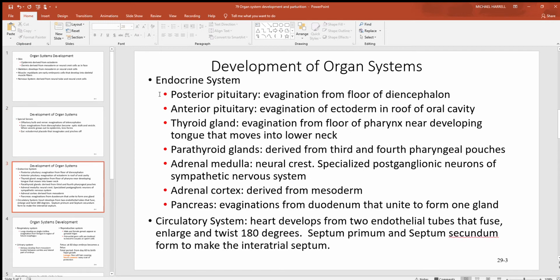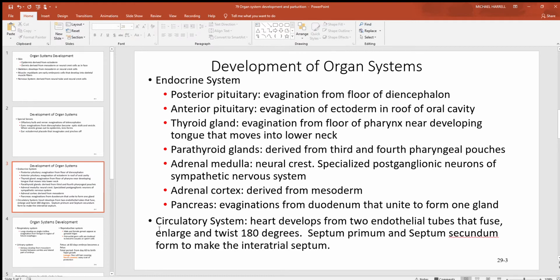Looking at others like the endocrine system, the posterior pituitary comes from the floor of the diencephalon, part of the embryonic brain. Anterior pituitary from epithelial cells in the roof of the oral cavity. The thyroid gland from the floor of the pharynx, which remember again is your throat. Parathyroid glands from other pharyngeal pouches. The adrenal medulla. Remember how that'll later form the sympathetic division and part of the sympathetic nervous system. These develop from neural crest cells. The adrenal cortex, which is very different from the medulla, is derived from the mesoderm, and the pancreas from part of the duodenum.